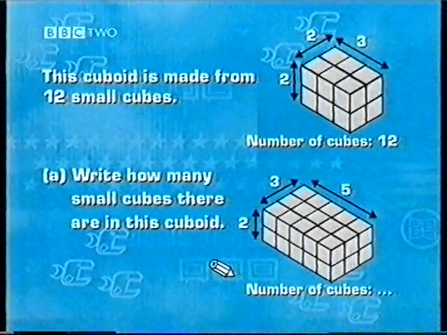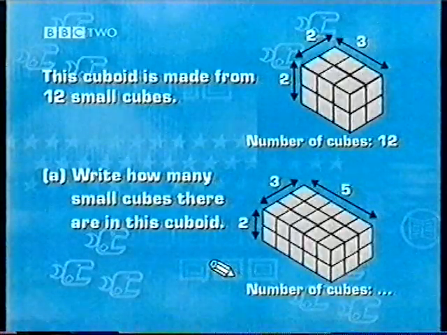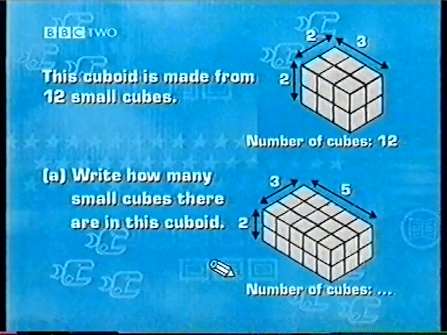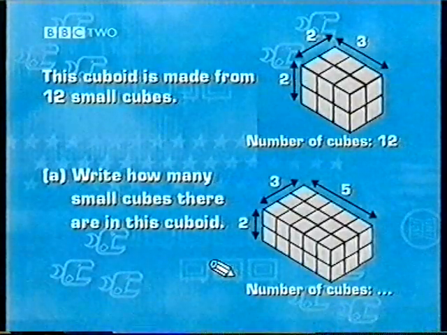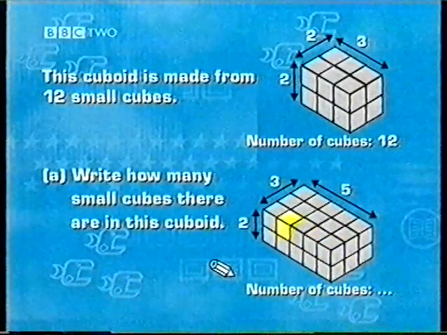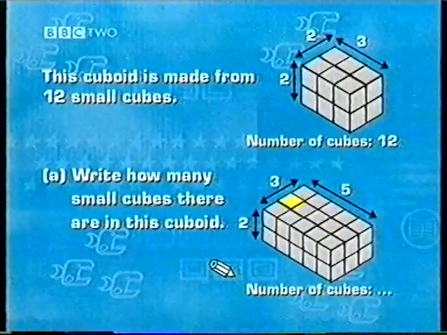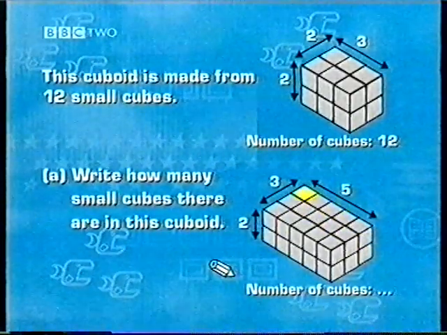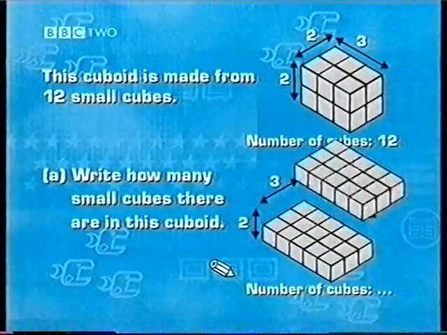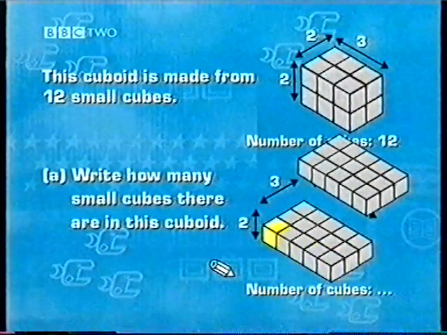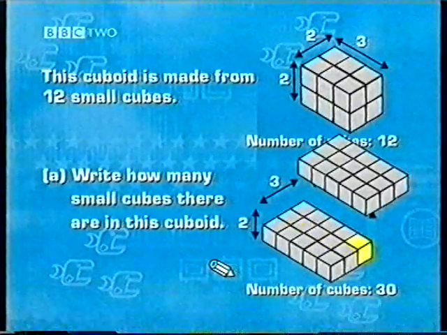Now look at part A. You are shown this cuboid and asked to write how many small cubes there are in the cuboid. This time we can count 1, 2, 3, 4, 5, 6, 7, 8, 9, 10, 11, 12, 13, 14, 15 cubes on this top row, and there are another 15 underneath. So that's 30 cubes altogether.